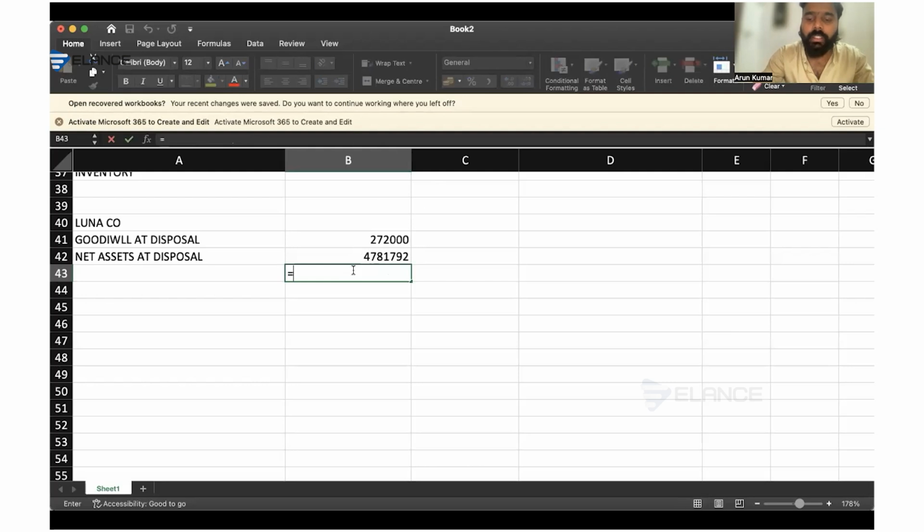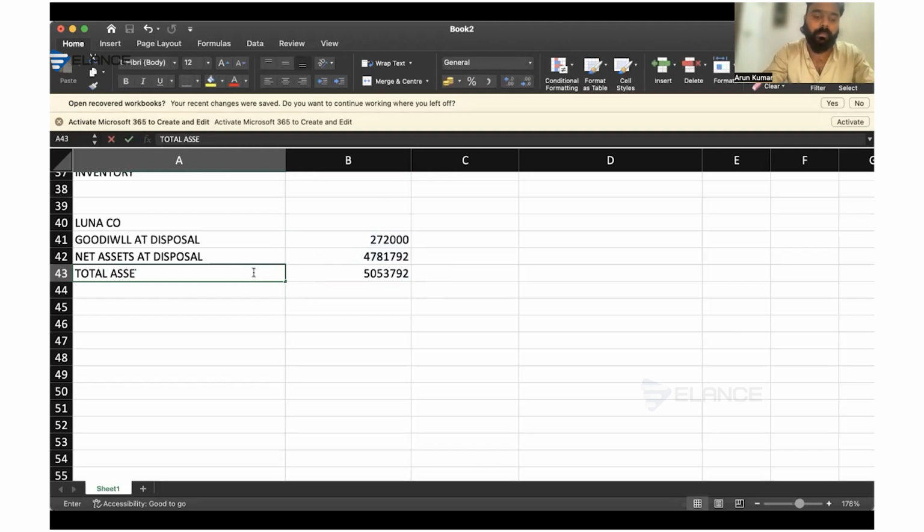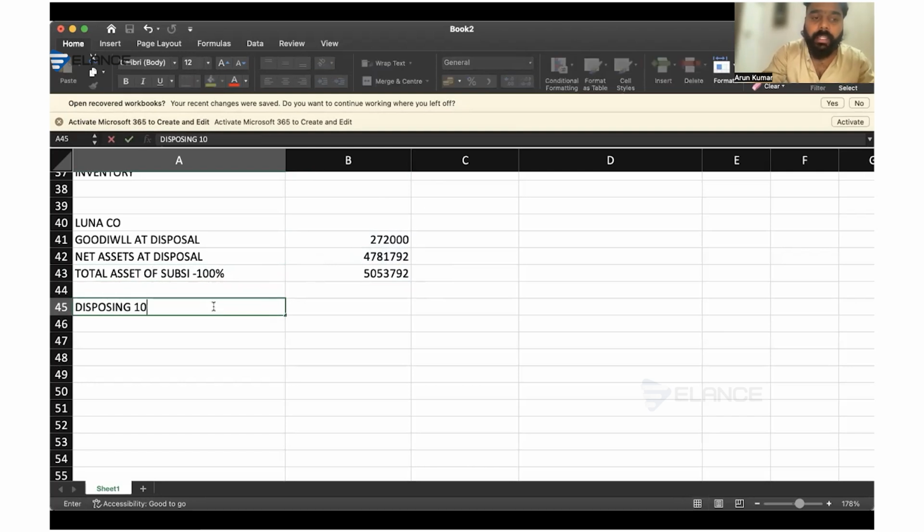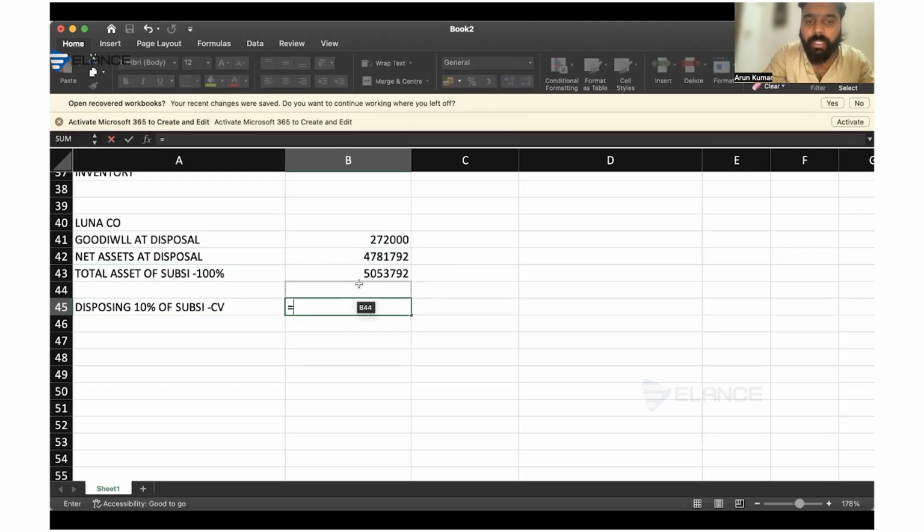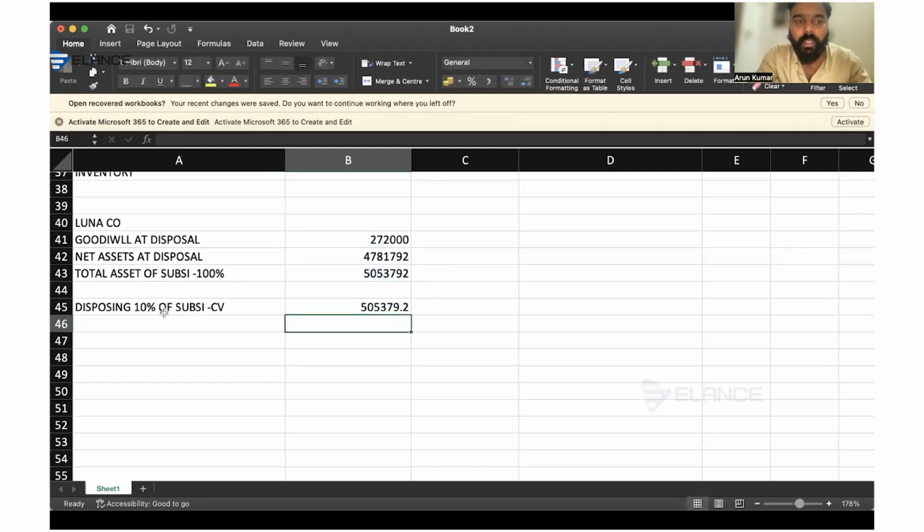So this is the total assets of our subsidiary at the disposal, which is 100%. Out of which, how much is the percentage that we are disposing? We are disposing 10% of the subsidiary. So how much is the carrying value of it? The carrying value of 10% of the subsidiary will be the total into 10%. So this is what we are disposing.